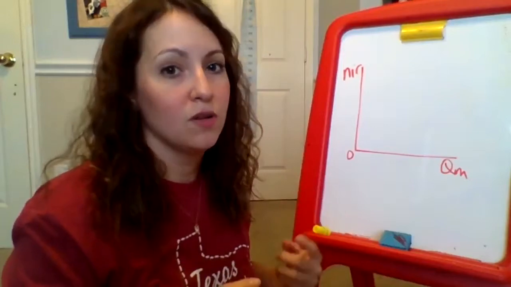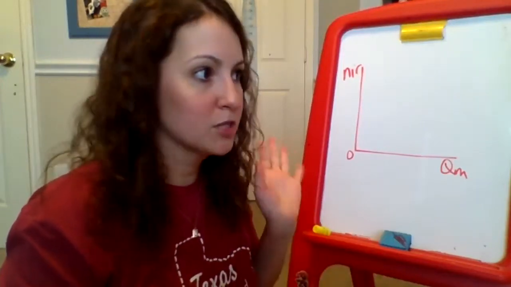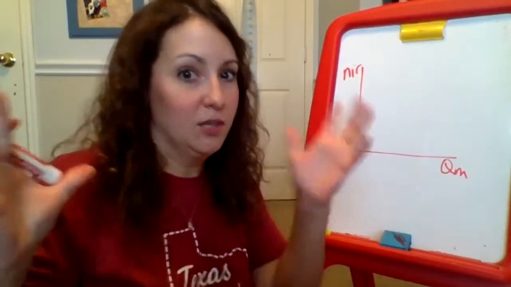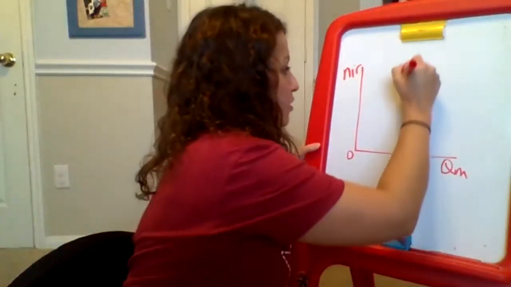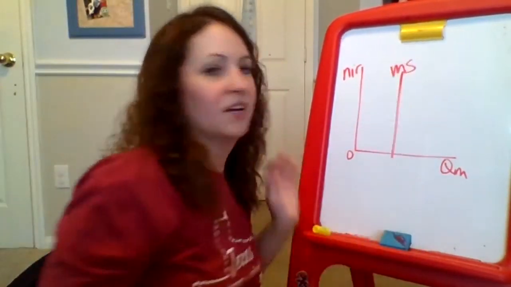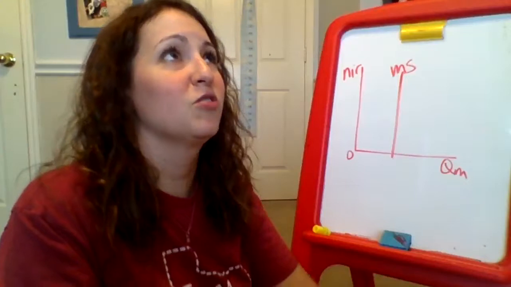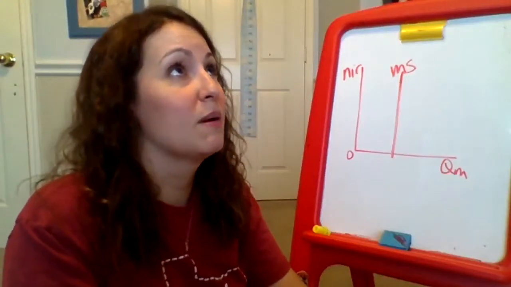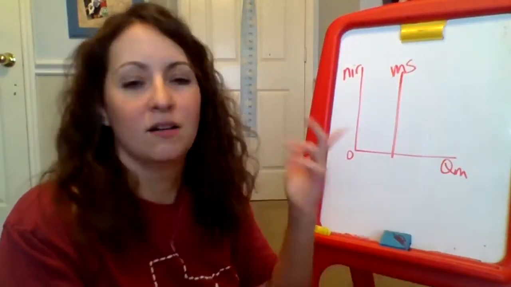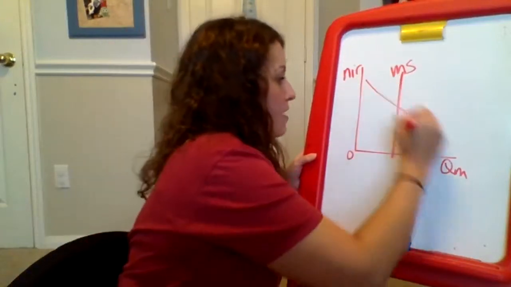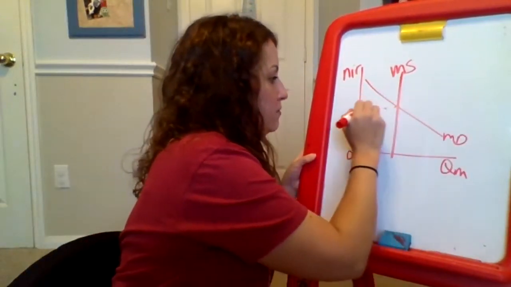Money supply is vertical. I saw a whole bunch of people drawing upward sloping money supply graphs the other day, and I wanted to scream. So money supply is vertical, and money demand is downward sloping.